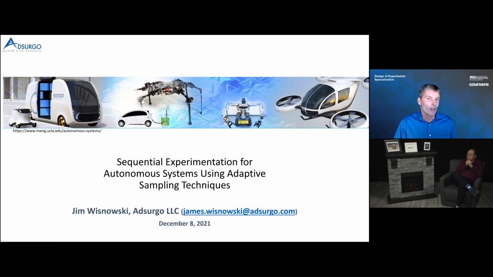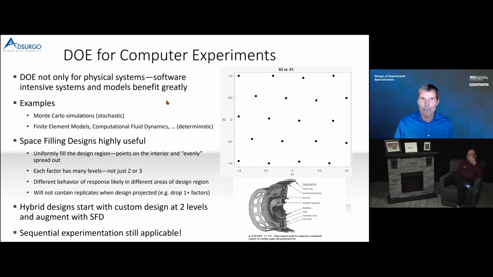And the fuel, if you will, to really learning and developing these autonomous systems is high fidelity simulations. Computer simulations are really how we learn the most about these. So with that, let's talk about DOE for computer experiments.